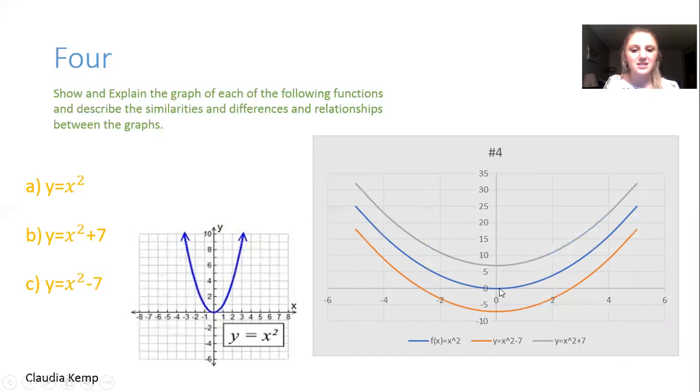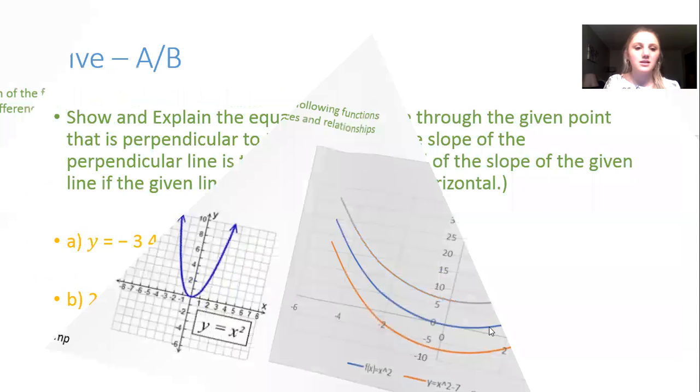Part C is very similar as well, except instead of adding 7, we are subtracting 7. So here's the original graph. Here's part C in orange, and it's the same thing almost. It's just been moved down 7 points. That would be the relationship between the graphs.